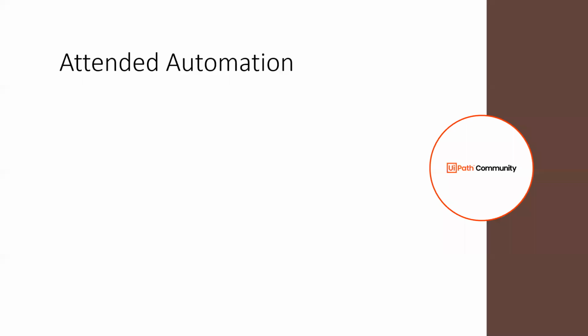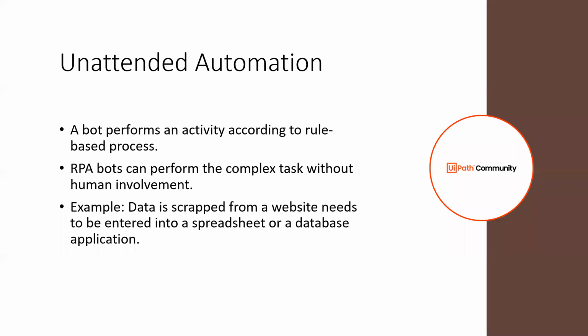Another example of unattended automation can be a banking use case where I have data in which there are the names of the customers who haven't submitted some of their documents, and we also have their mail ID.